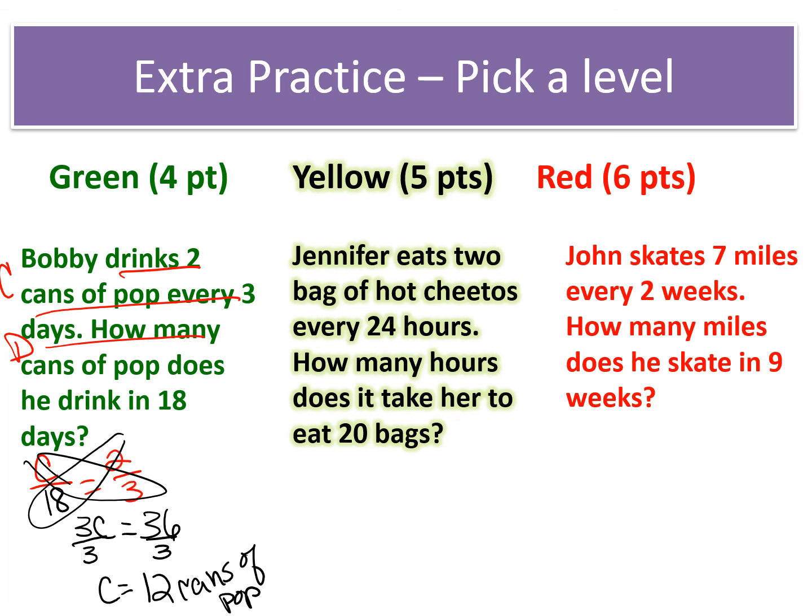Okay, let's look at our next example. Jennifer eats 2 bags of hot Cheetos every 24 hours. So we have a B and an hours. She eats 2 bags of hot Cheetos every 24 hours. How many hours does it take her to eat 20 bags? Well, the information we're given is the bags, so we are going to replace this with 20. From here, we can cross multiply.